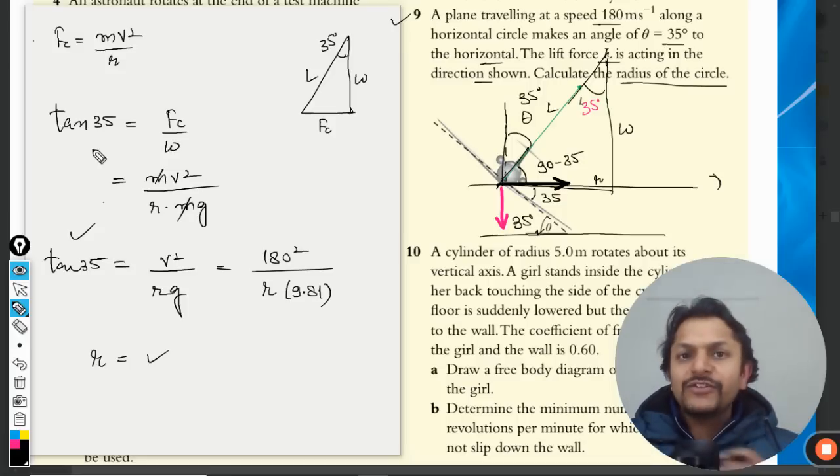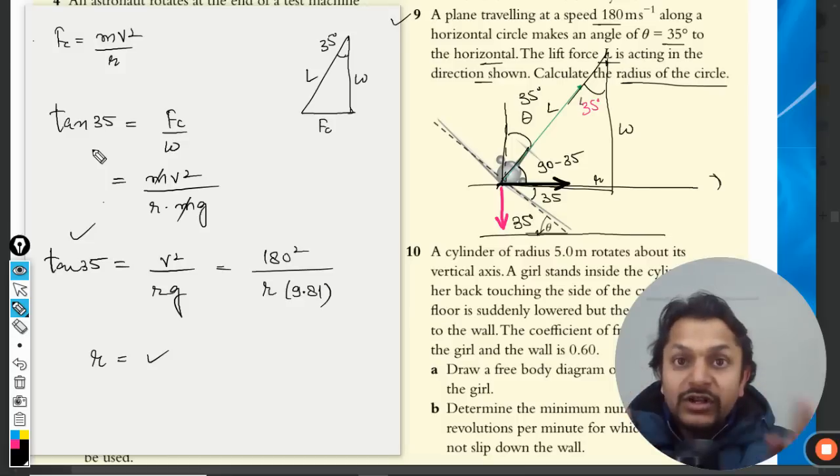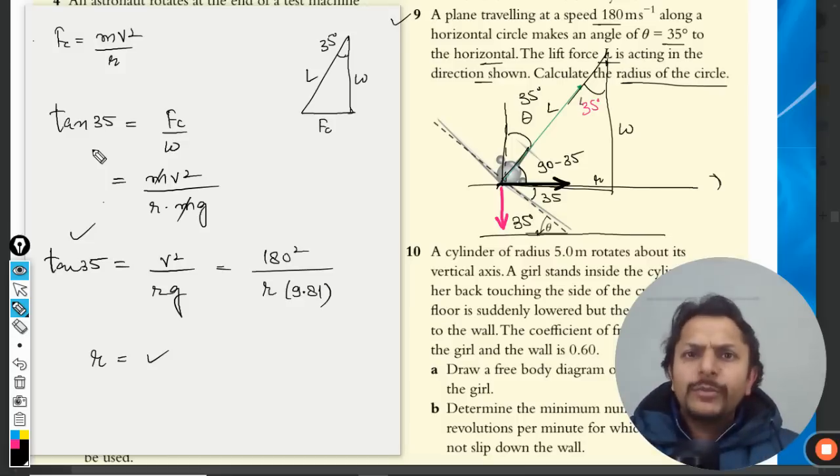Now after this video, I believe we would be moving into vertical circles, which is a very important topic, and do not miss that.